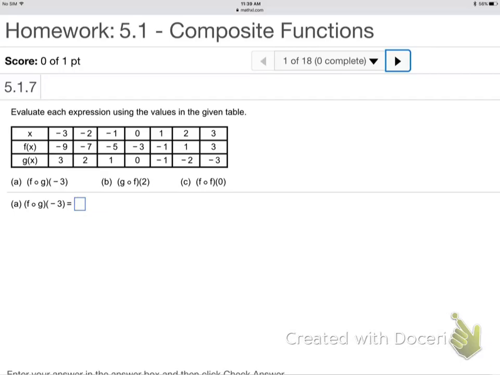Okay, so in this section we're going to be talking about something much easier. That last section was hard. This would be much easier for you. Composition of functions. What that means is putting one function inside the other.